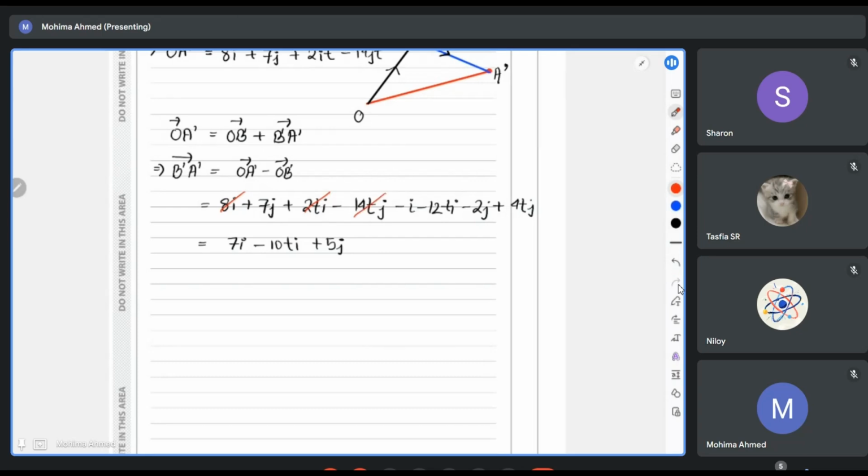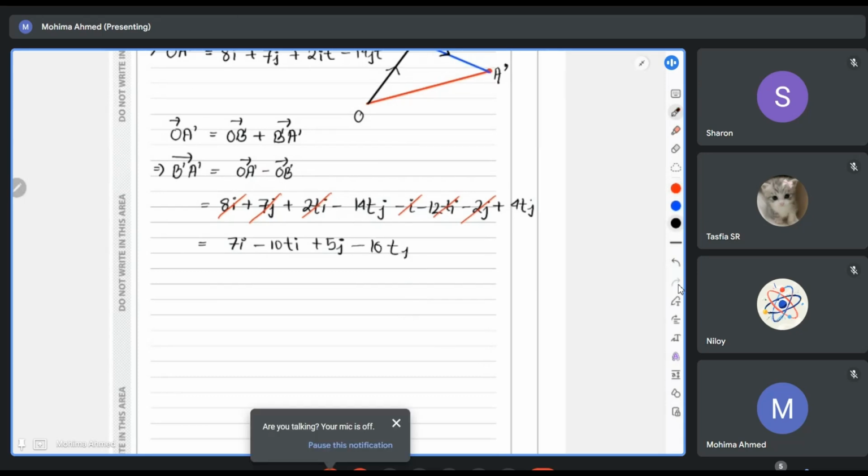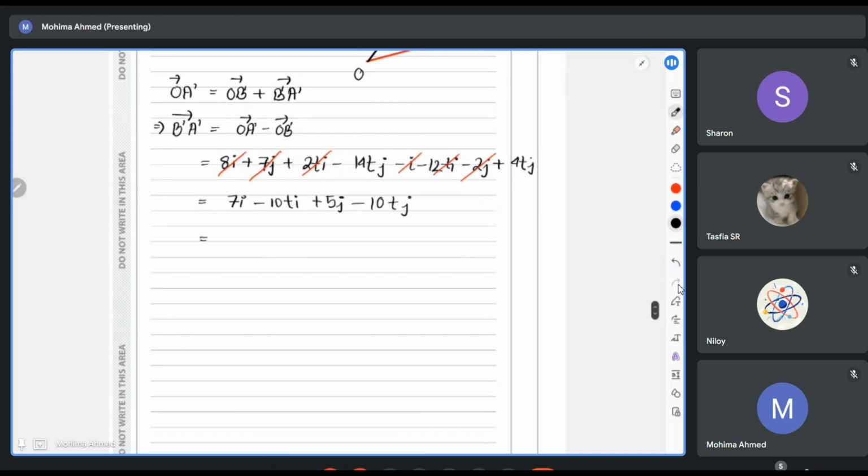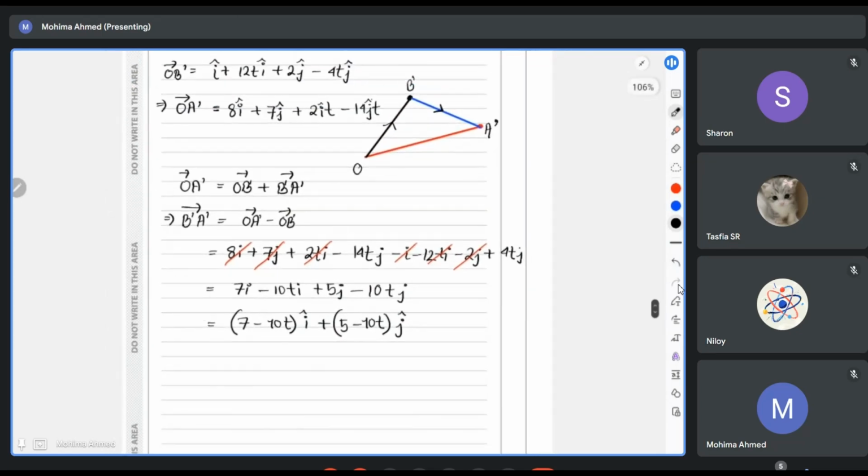Let me just correct, like cancel it. We have used all these things. Sorry. It's 8i and i, right? We have used this 2ti and 12ti. I've used 7j and 2j. We are left out with 14 and 4. So that's going to be like minus 10tj. Okay, so I can take i common now. So that's going to be 7 minus 10t i plus 5 minus 10t j. Okay, so this was your vector BA that they were asking to find out.